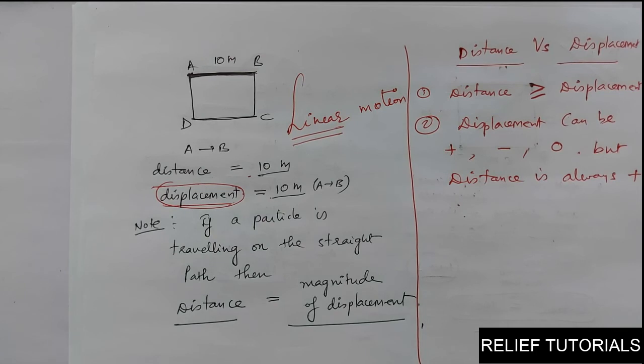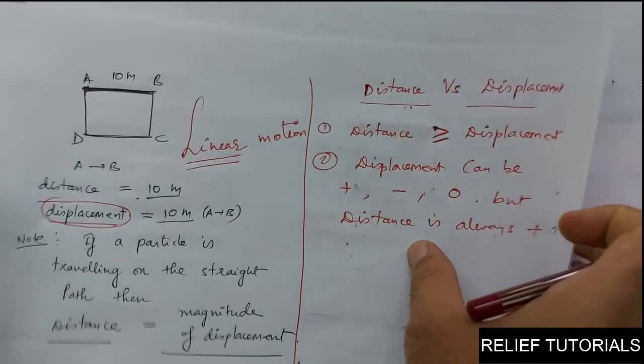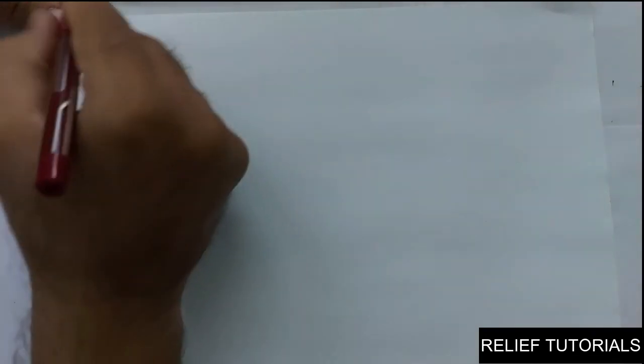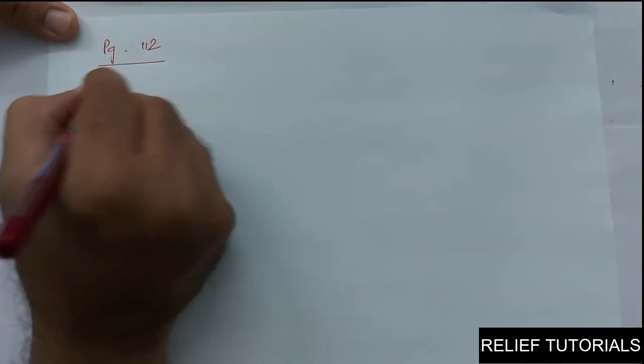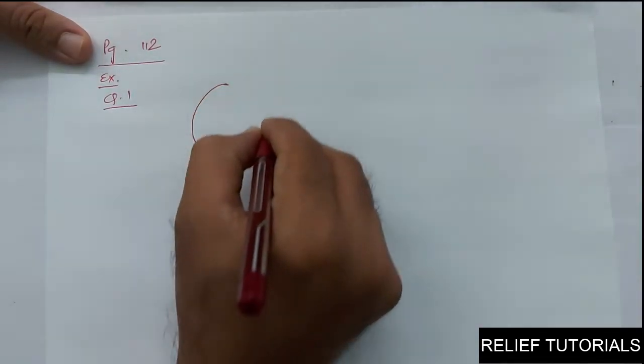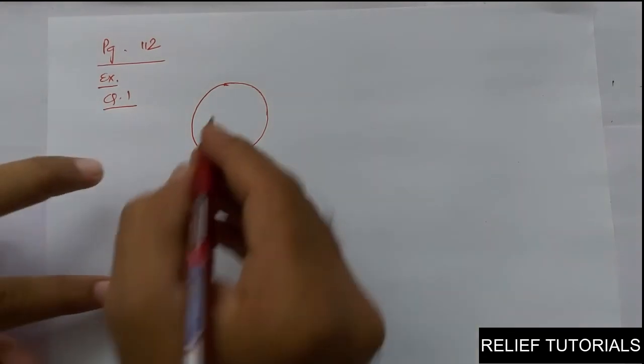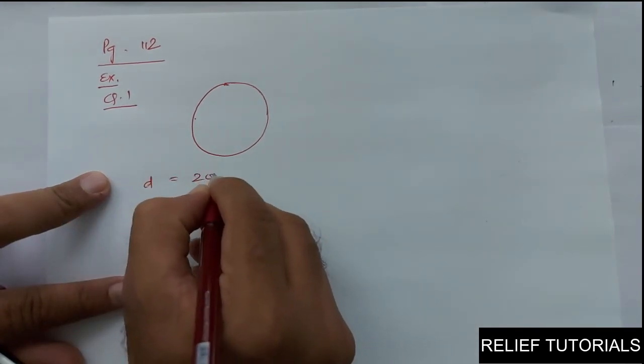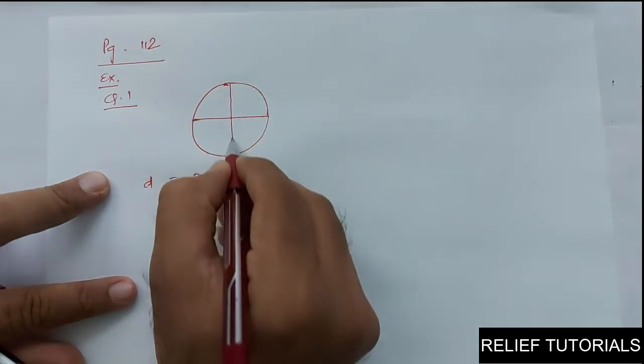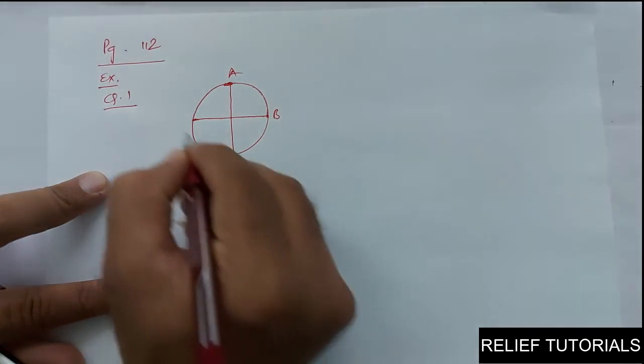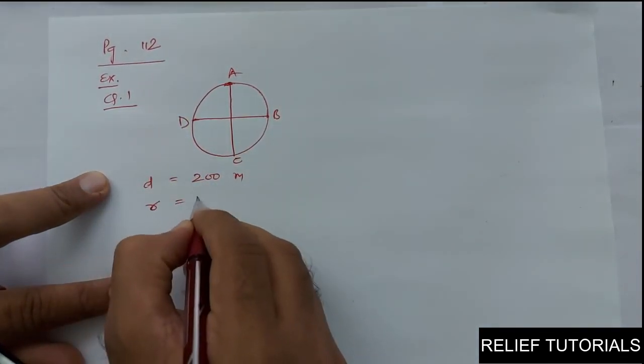An athlete completes one round of a circular track of diameter 200 meter. What is the diameter of the circular track? 200 meter. Page 112, exercise question number 1. On this circular track, the diameter is given as 200 meter, and this way we draw the circular track. These are the points. Let us give A, B, C and D. The whole diameter is 200 meter, so the radius obviously is 100 meter.